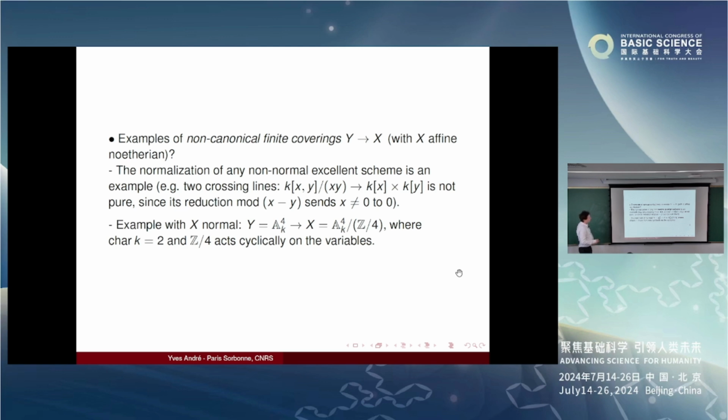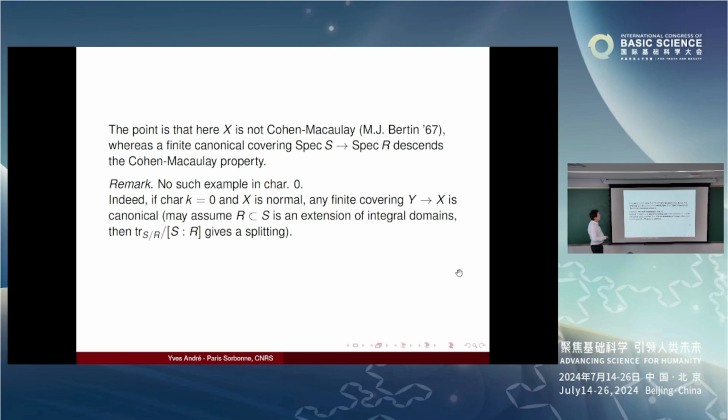And why is it not an example? Because the point is that X is not Cohen-Macaulay. This is Bertin's theorem, whereas any finite canonical covering always descends the Cohen-Macaulay property. It's very easy to see. But it is in characteristic 2.